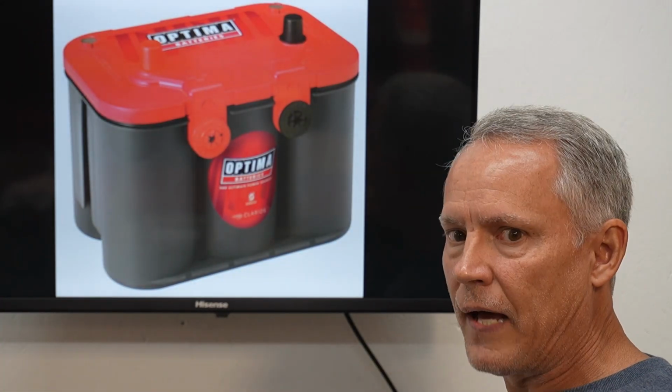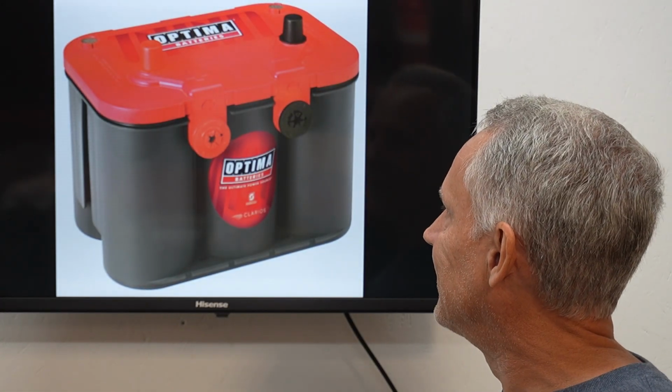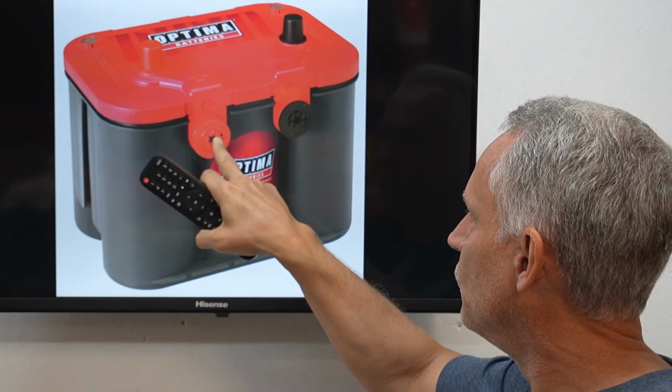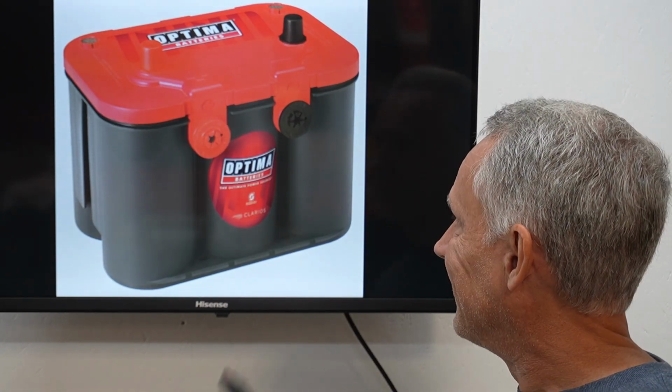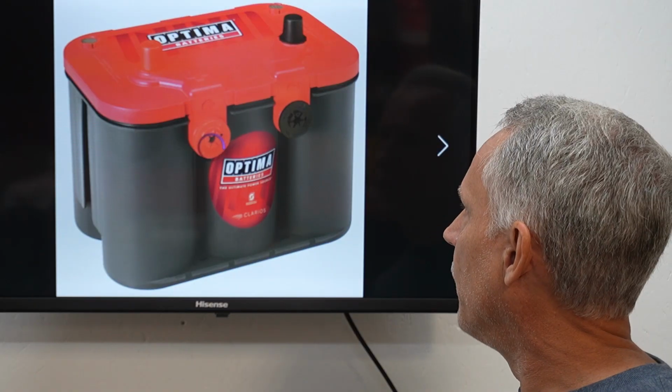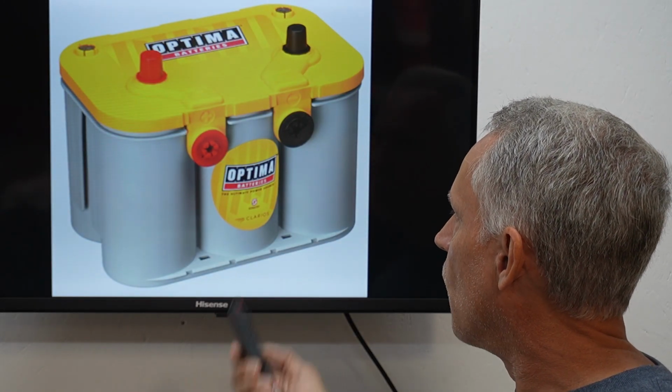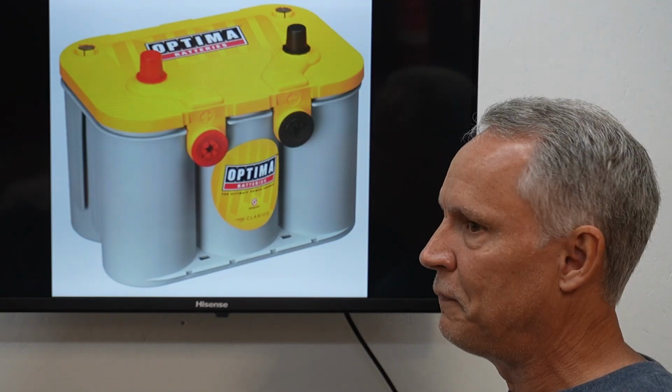Here's an Optima. This is an SLI. A red top battery in an Optima is an SLI, starting, lighting, and ignition. Just a dual terminal type. You have your top post and your side post both. Like I said, red top Optima, that's how you know it's an SLI or starter battery. This is their deep cycle battery, the yellow top, dual terminal also for deep cycle applications.